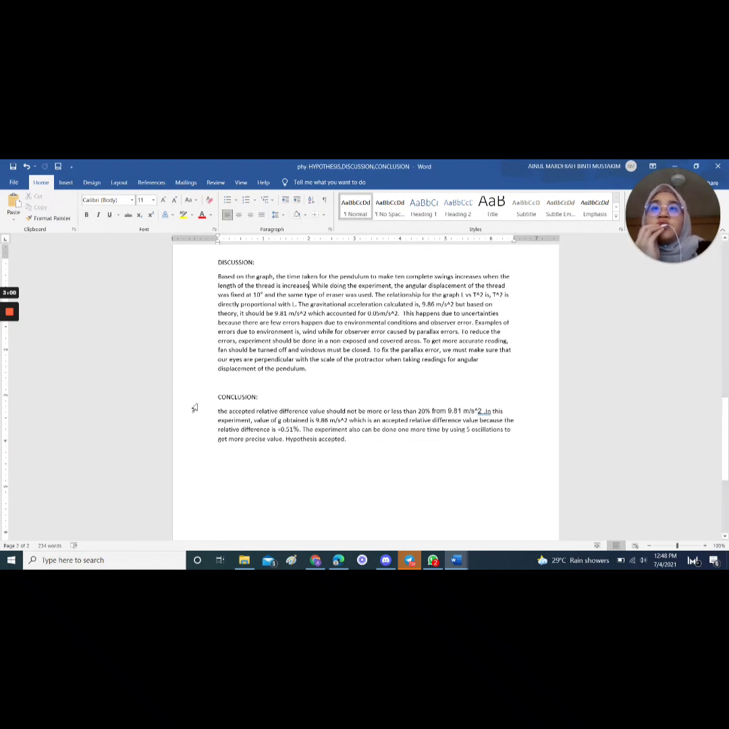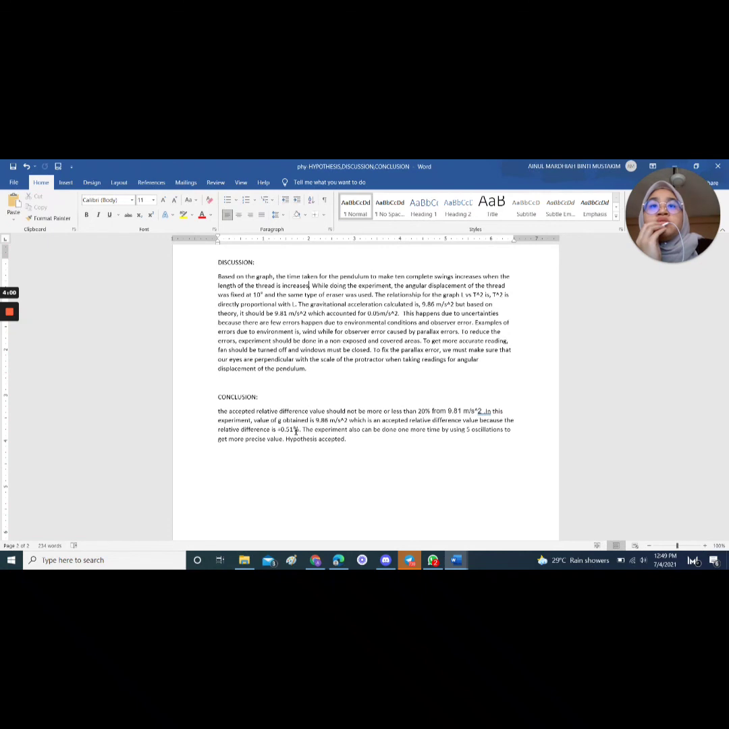So next, the conclusion for the experiment. The accepted relative difference should not be more or less than 20% from 9.81 meters per second squared, which is the theory value. But in this experiment, the value of g, the gravitational acceleration that we get, is 9.86 meters per second squared, which is an accepted relative difference value, because the relative difference is only 0.51%. So the difference is not more or less than 20%.